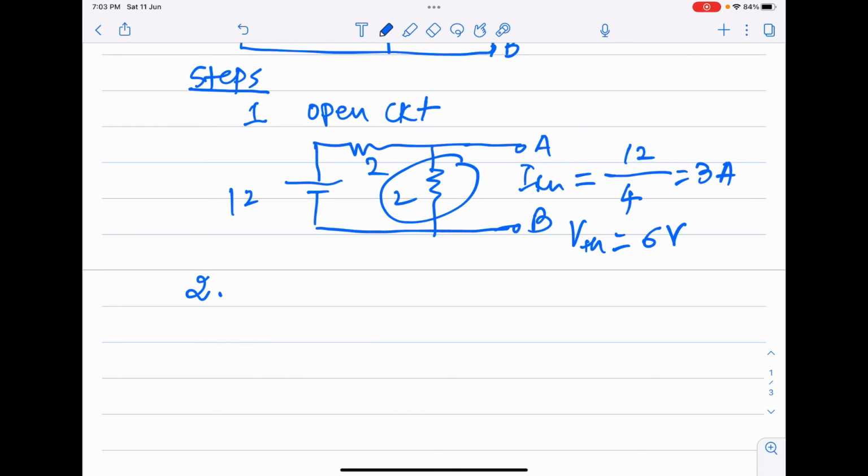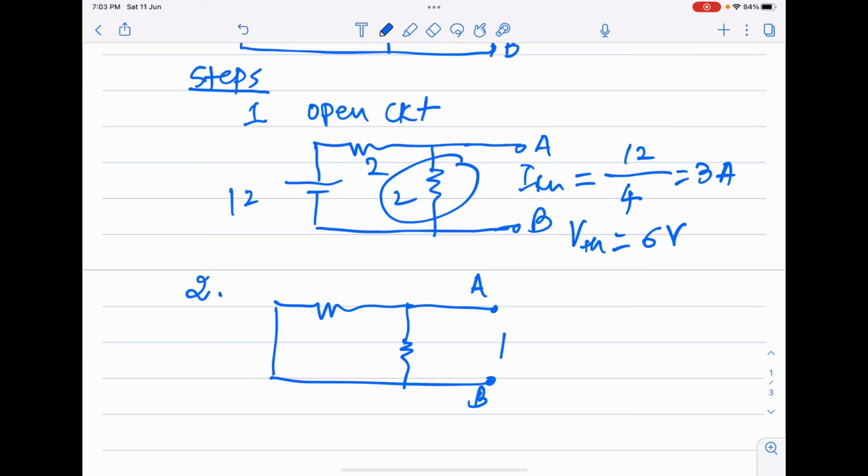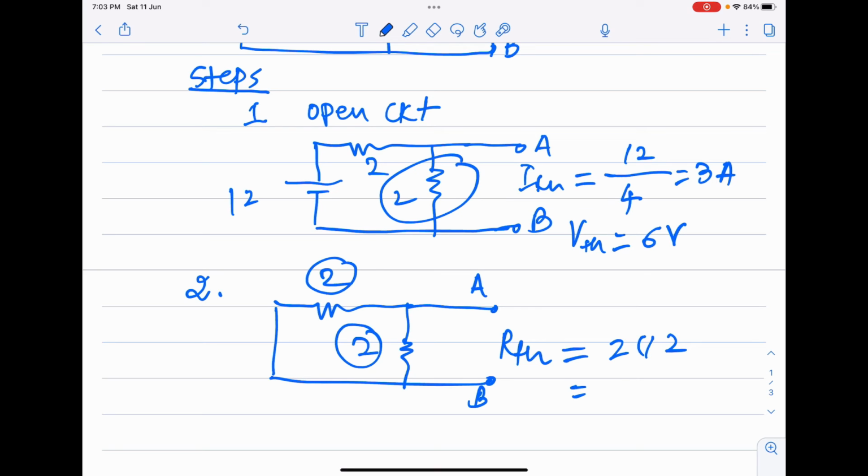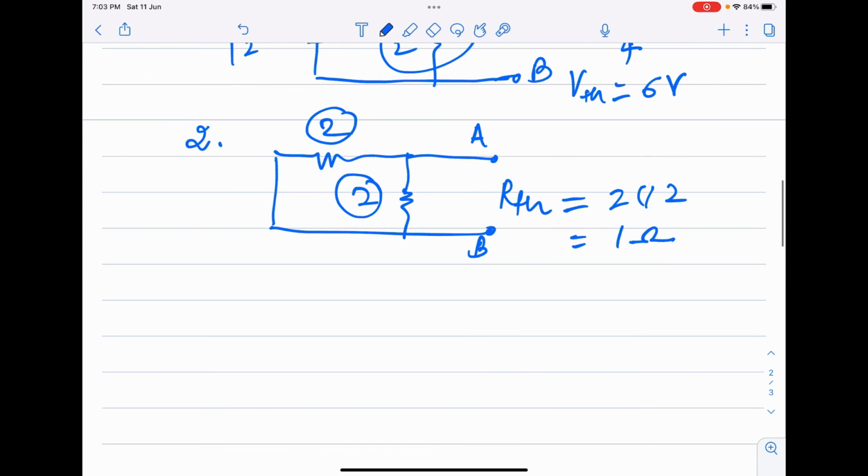Now in the second step, what I will do is reduce this battery of 12 volt to 0, so that I will get the rest of the circuit like this. And now I can find the value of RTH. One can easily find that this 2 ohm and this 2 ohm resistance are in parallel with each other, and therefore I will get 2 parallel 2, which is nothing but 1 ohm. So this is my RTH.